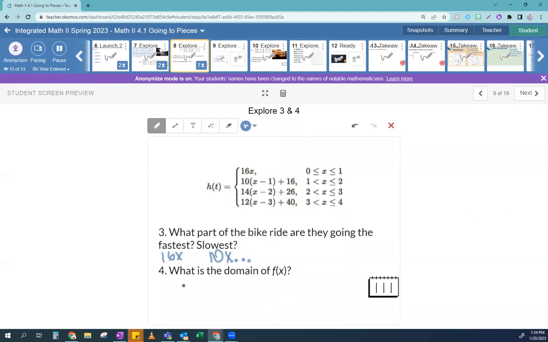Very good. So it says, what is the domain? Now, this is the part where people mess up all the time. Domain are all the values of X that we're using. All the values of X that you're using. I need you to take a risk right now. What values of X are we looking at?